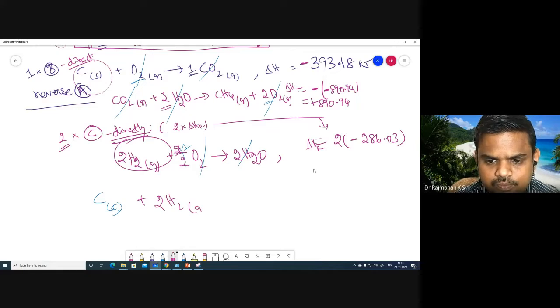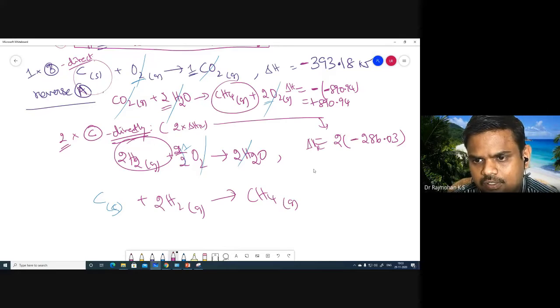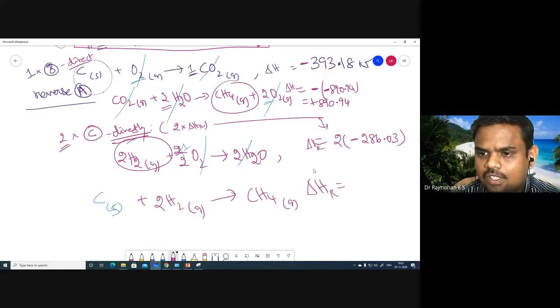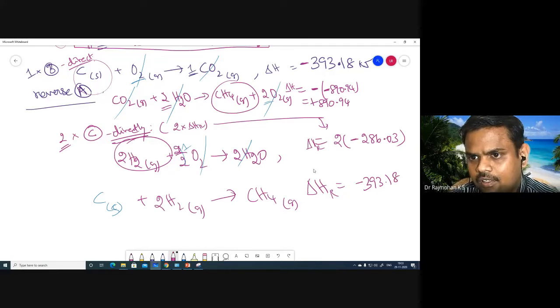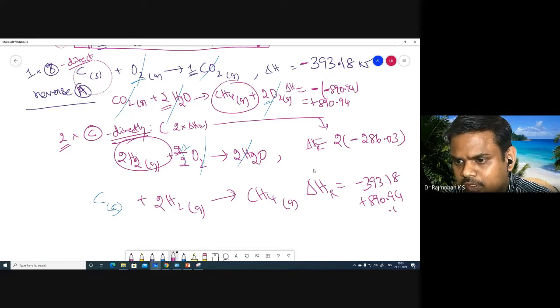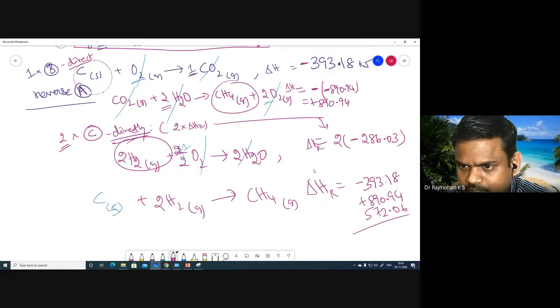C of S is left, plus 2H2 will give methane gas. So what is delta HR? It is the summation of these three. Please add the values: minus 393.18 plus 890.94 plus 2 into 572.06... This is also minus. So delta HR overall is going to be a minus value of about 7, a minus value only we are going to get.